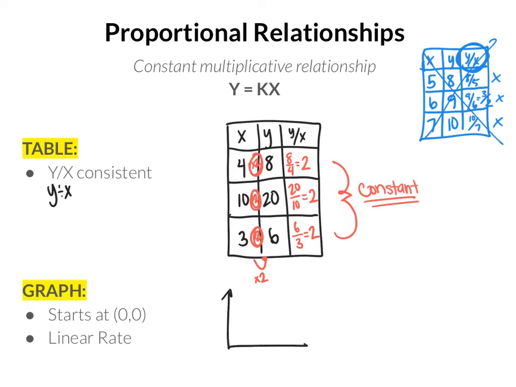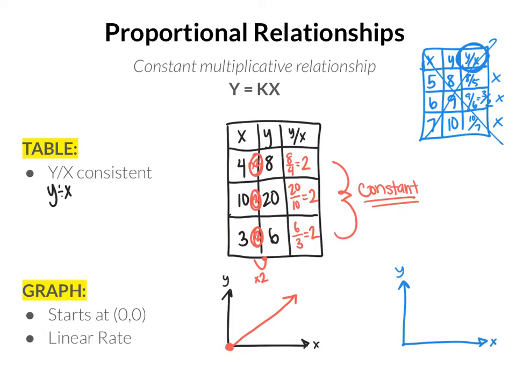Now let's check out our proportional relationships in graphs. Now in my graph, I have the y-axis and I have my x-axis. And when I draw the graph, if it starts at 0, 0 and keeps a linear rate, which means it forms a straight line, then it is proportional. Again, I'm going to show you in blue an example of a not proportional relationship so that you can see what that looks like, but the not proportional relationship you don't have to put in your notes.